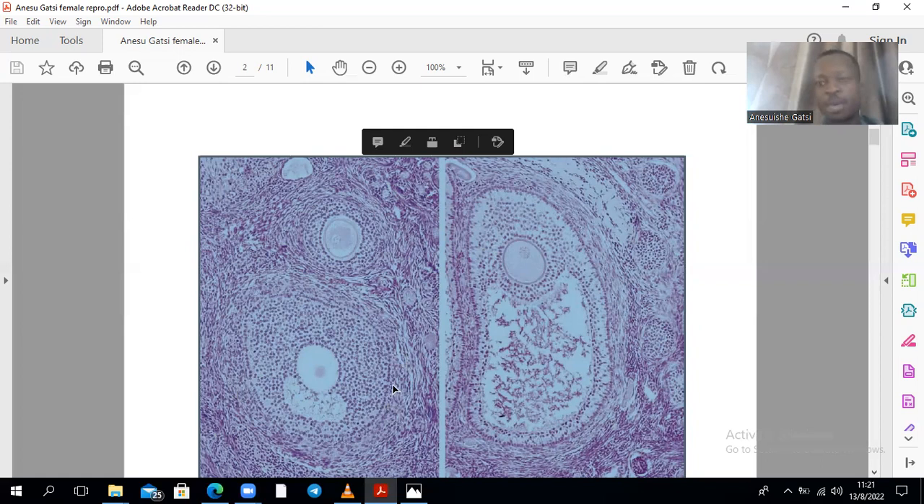Something that you must now be able to pick up from your general embryology, general histology, now histology of the female reproductive system. On my right, that again is a follicular antrum here. That's a follicular antrum there. And those are granulosa cells here.